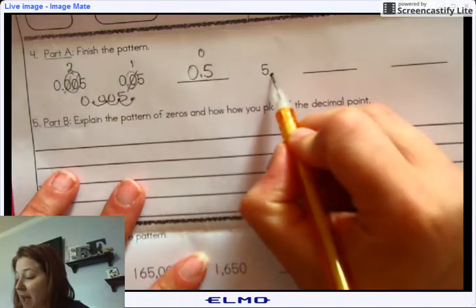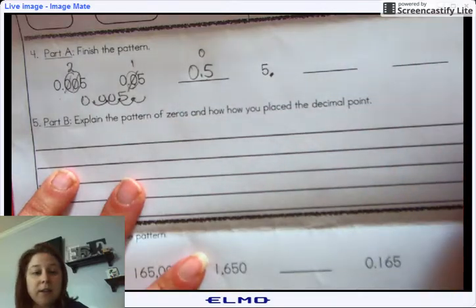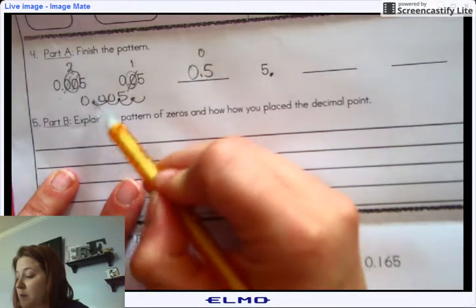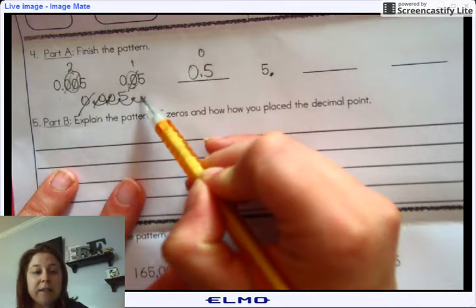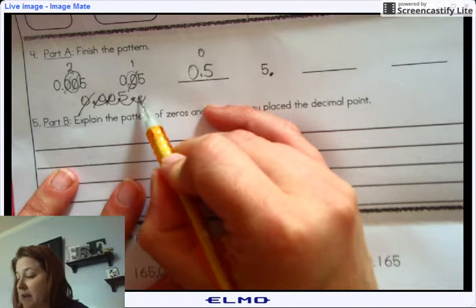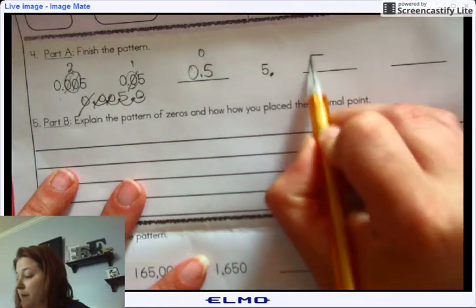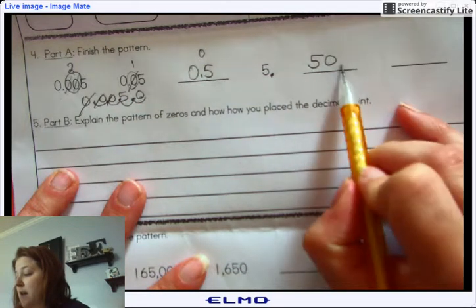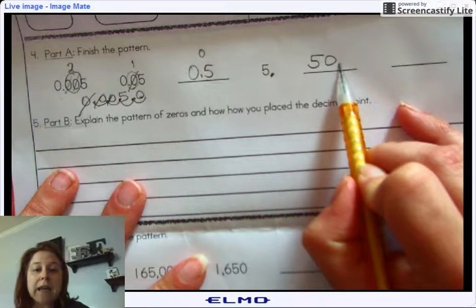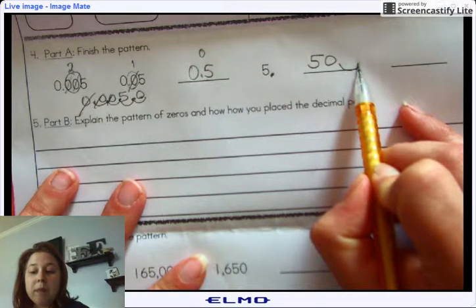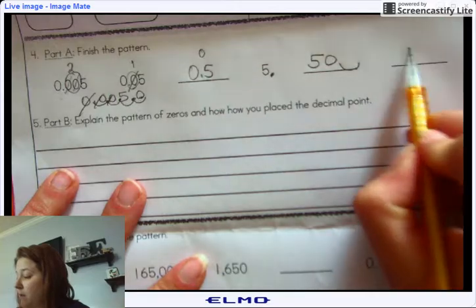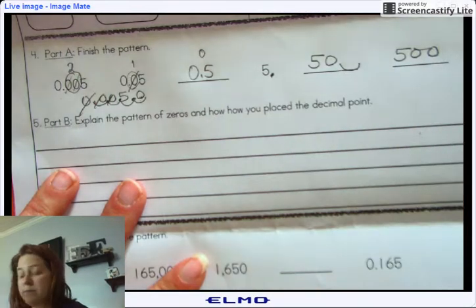Now I'm going to have to move it again, same direction. What do you notice that we have to do here? You can't leave this empty. I have to add a 0. So now I'm at 50. And right here's my decimal, and I'm going to move it one more spot to the right, meaning it is now 500.